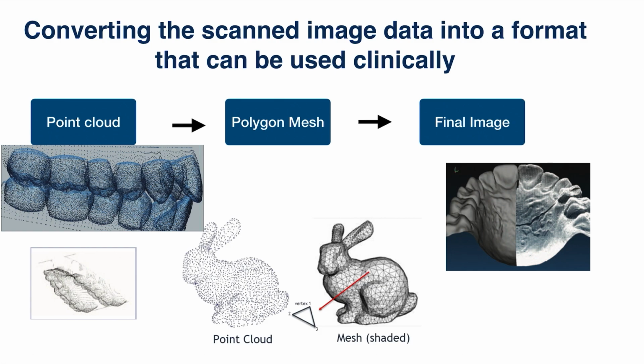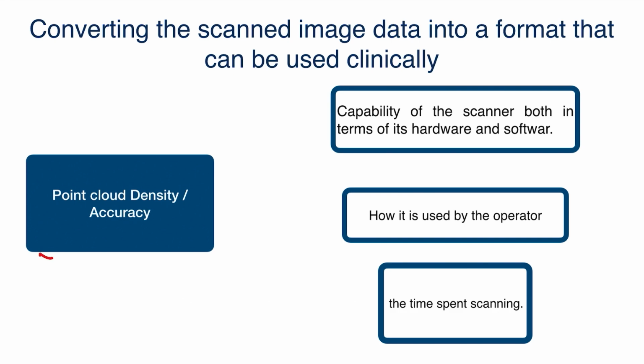So, raw data from the 3D scanning is known as a point cloud, which represents the surface's 3D coordinates. Using software, these points are connected into a polygon mesh, typically made up of triangles, to form a virtual surface. Now, this polygon mesh, with the help of software, can be shaded and textured to form the final image. The accuracy of the final image depends on the point cloud density, which itself is influenced by scanner hardware and software, operator's technique, and time spent.